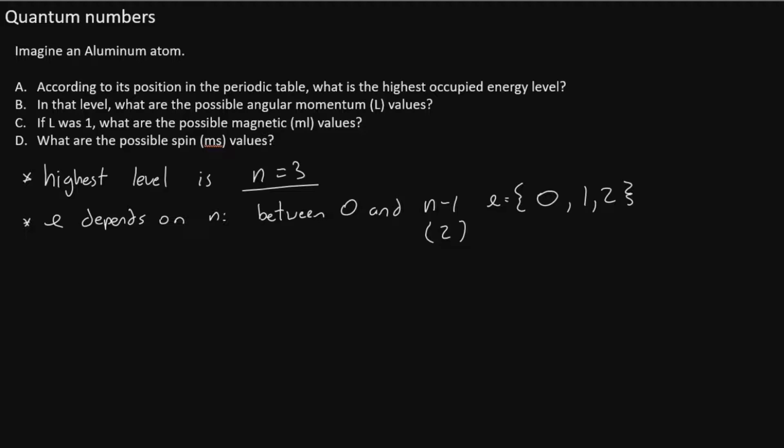Question C asks, if L was 1, what are the possible magnetic values, or ML? Well, ML depends on L. Our possible ML values are between negative L and positive L. Now, we were told in line 3 that L is 1 for the purposes of this particular part of the question. Therefore, ML can be anywhere between negative 1 and positive 1.